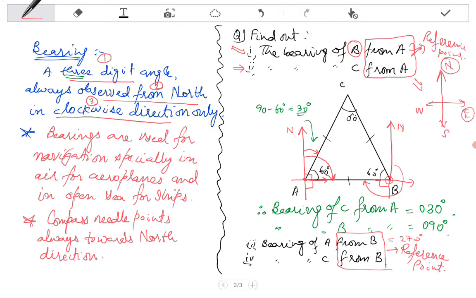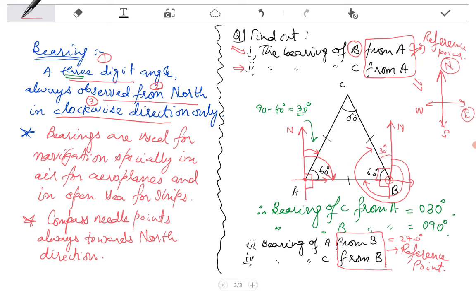That's so simple. If I consider the bearing of C from B, again I have to start from north at point B and go in clockwise direction until I reach the line which is connecting to point C. This is how the bearing of C from B can be observed. This angle is easier to calculate: this is 90 degrees, so 60 is subtracted from it, this is 30. But 30 degrees is not the bearing, because you have to consider it from north in clockwise direction only.